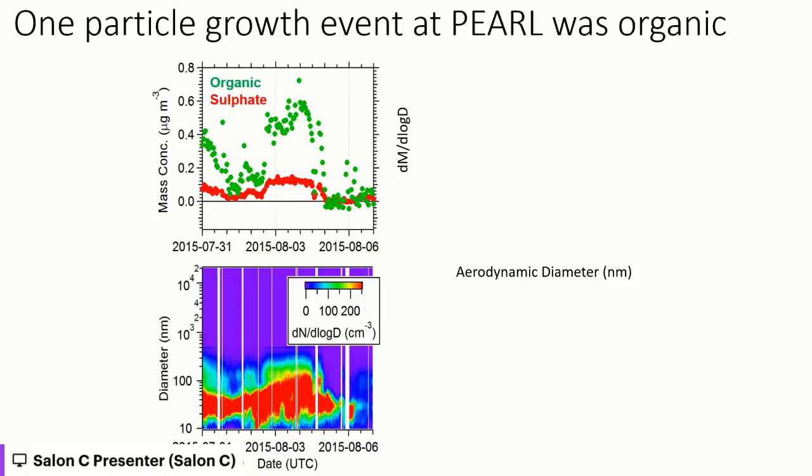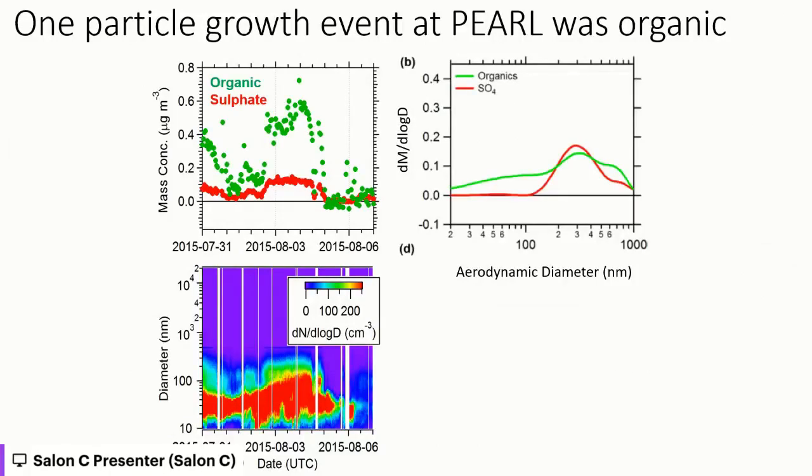Here I'm showing you a new particle formation event that happened at the beginning of August, and we had the AMS running. You can see that the aerosol composition did have sulfate, shown in red, but it was actually mostly organic, the green trace over there. So most of these growing particles were actually organic. When I say organic, I mean a carbon backbone molecule with oxygen, hydrogen, and potentially nitrogen attached to it. Really, it seems like these particles were mostly organic.